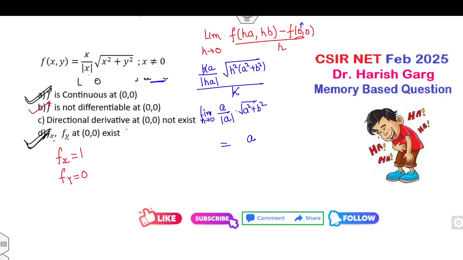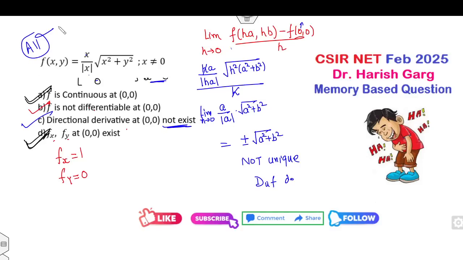A over mod a is always plus or minus 1. Fine. Irrespective of the path, it is root of a square plus b square, where a and b vary. Now clearly the limit is not unique. If the limit is not unique, that means this directional derivative does not exist. And it said does not exist. Yes, all are the correct options as per this statement.